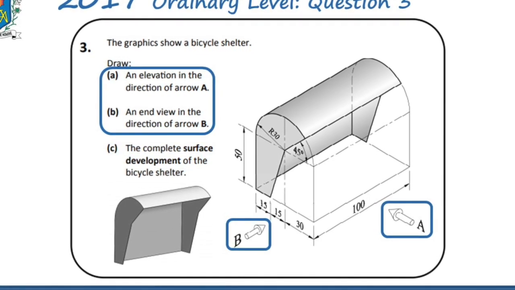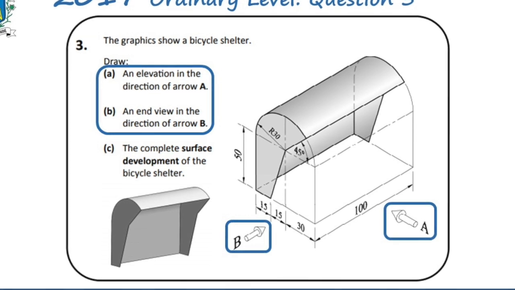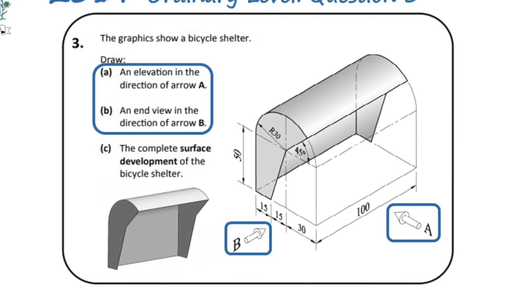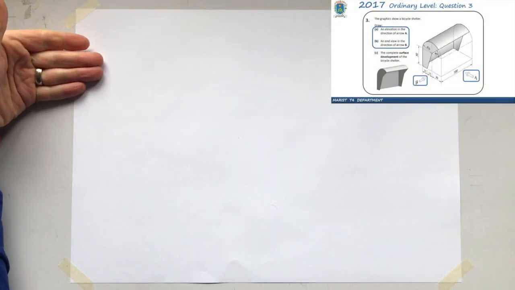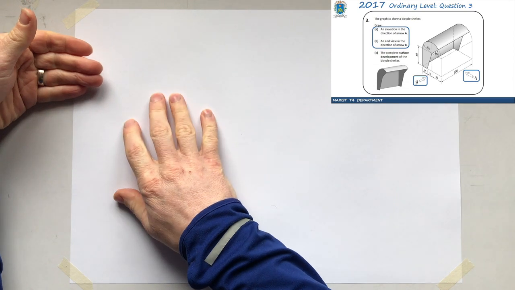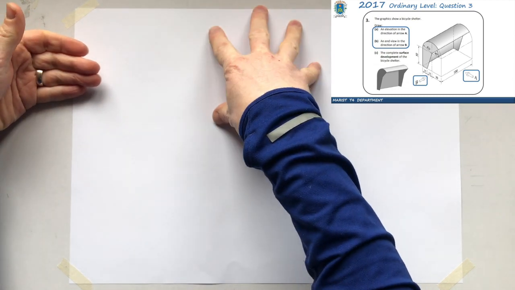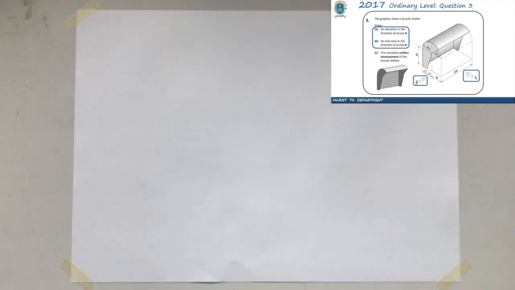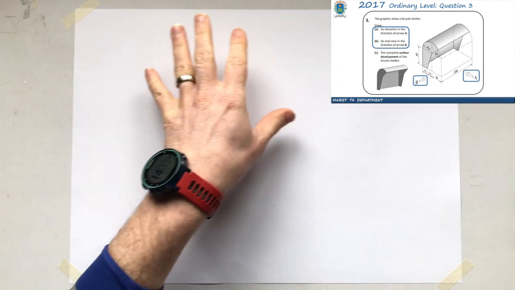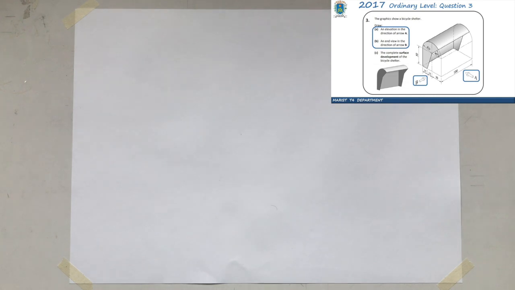of arrow B. Now we can see from the question that arrow B is to the left hand side of arrow A. So if arrow B is looking in from the left, from our elevation, we know the end view from our orthographic is going to go onto the right hand side. So with that in mind, we have to draw the elevation over here to the left, our end view to the right. So we're going to get started with that.